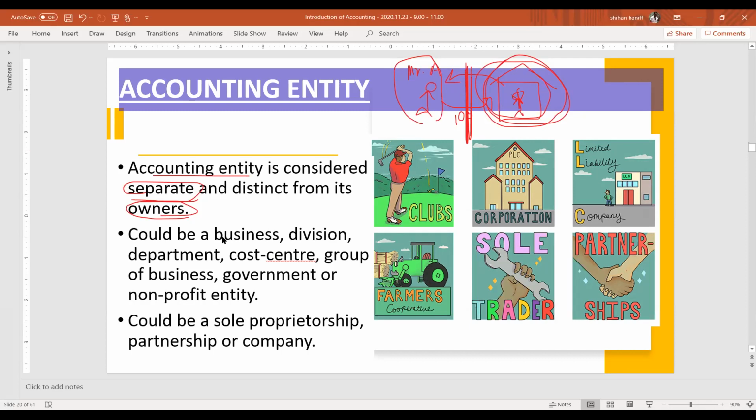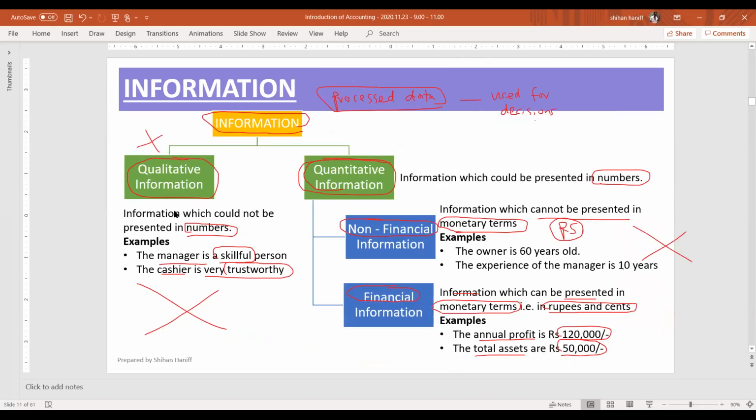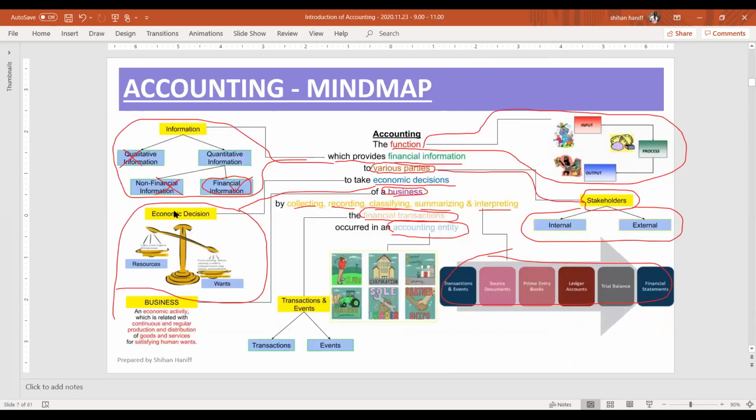So the accounting entity could be a business, a division, a department, a cost center, a group of businesses, government, or a non-profit entity. It can be a sole proprietorship, partnership, or a company as well, right? So that's the definition of accounting. Right? So I hope you all understood the definition, right?